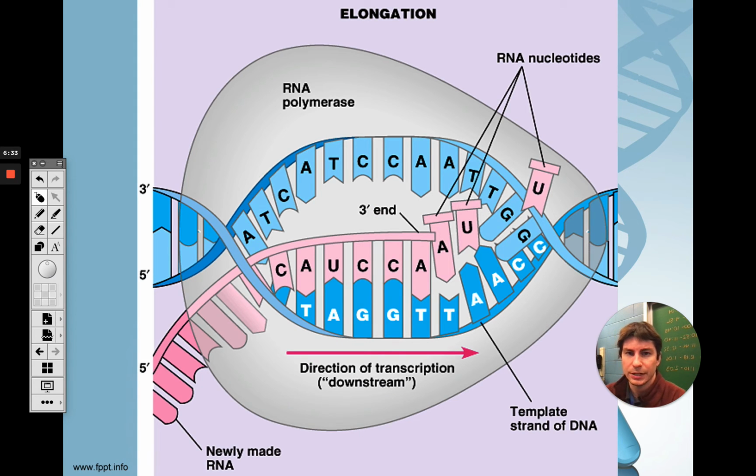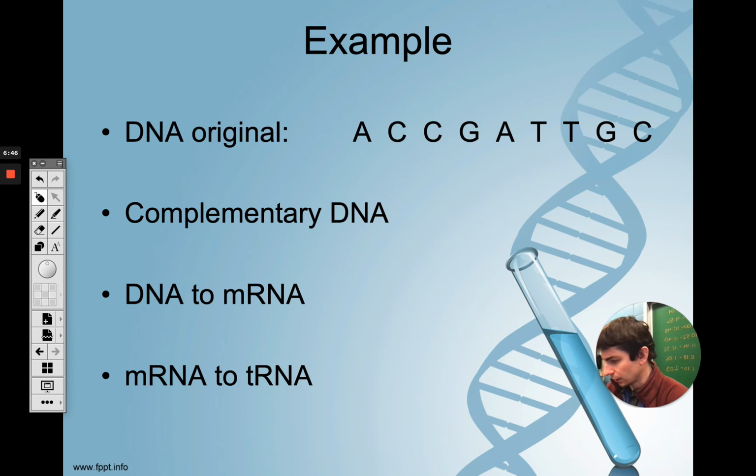All right. Here's another picture of it. And you can see the pink there is our mRNA growing. So as we unwind the DNA in a certain area, we're going to add more RNA nucleotides to it. Okay, so let me give you guys a quick example of this.